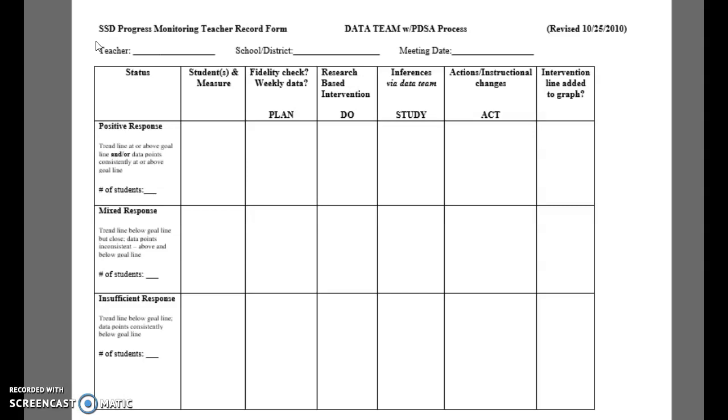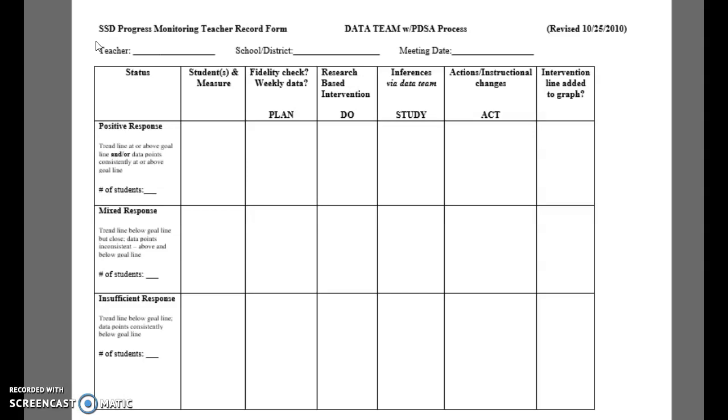This data team form follows the PDSA process. The idea is that you would come to data team with your individual class or your student-specific data, similar to how you already do, and this form would guide you through some critical questions or prompts and help you study with your team what's going on with your students in a PDSA process format. Through this form, we can highlight what's working for some students, some classes, and what's not working.